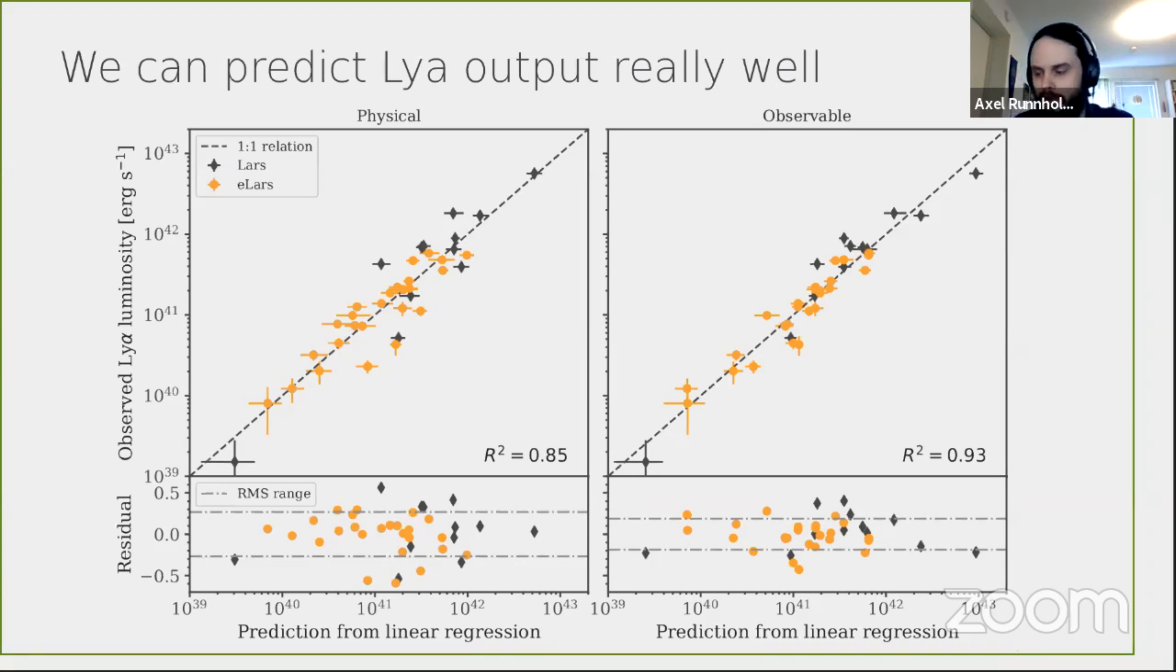So if you're used to looking at single correlations of Lyman Alpha against something else, these ones look quite nice.